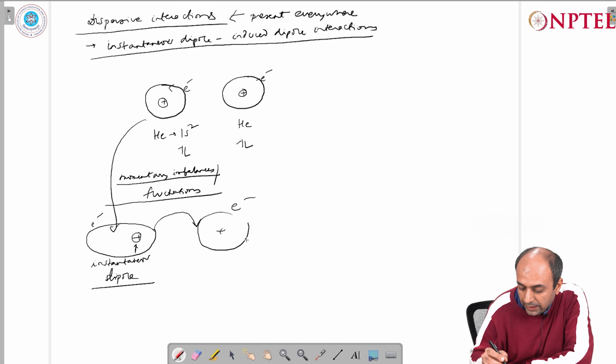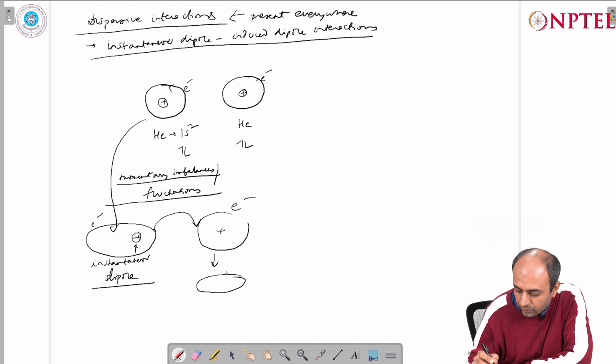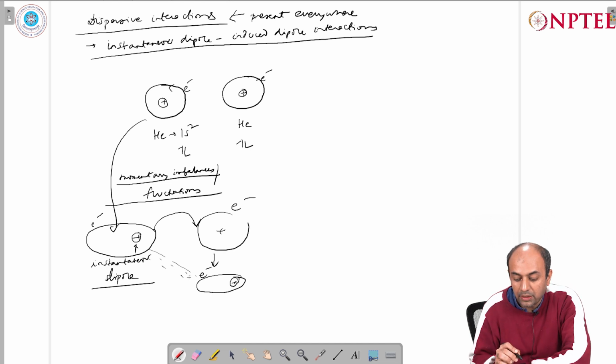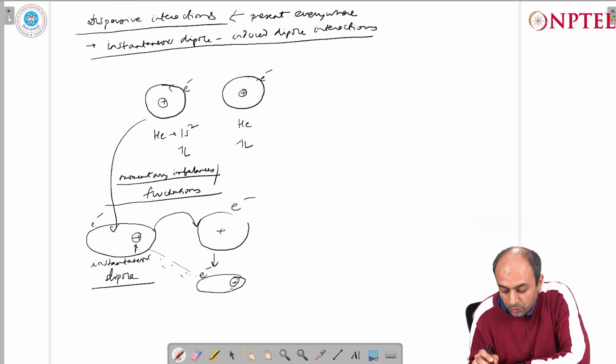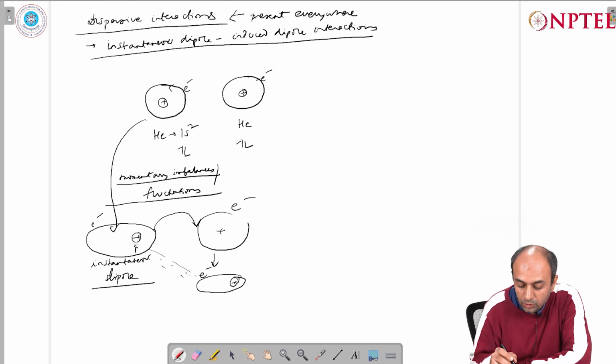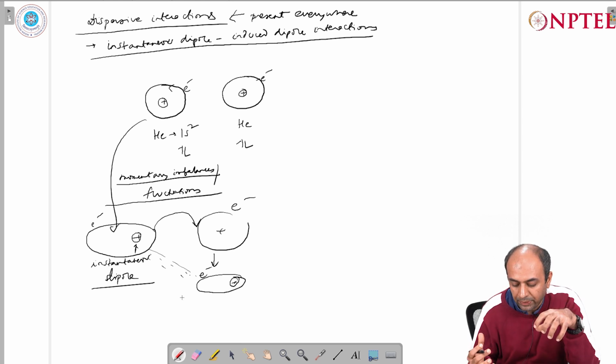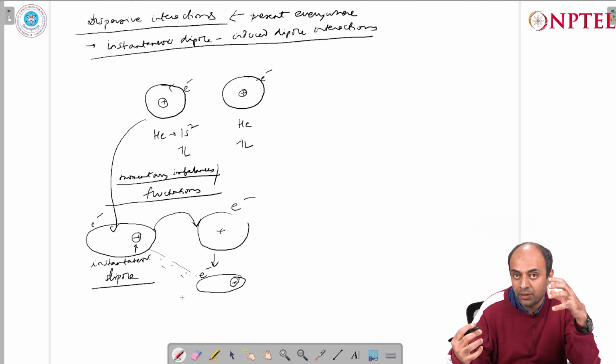So, now it will polarize the electron density distribution on the helium atom with which it is interacting, and as a result you will now see that this is the electron and this is the nucleus, and these will now interact with each other. So, there will be an interaction between the electron density distribution of one helium atom with the nucleus portion of the other atom, and there is going to be a kind of molecular association between two helium atoms.